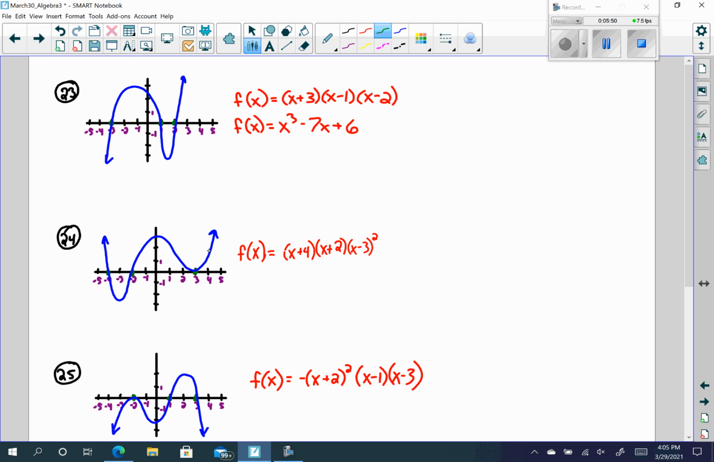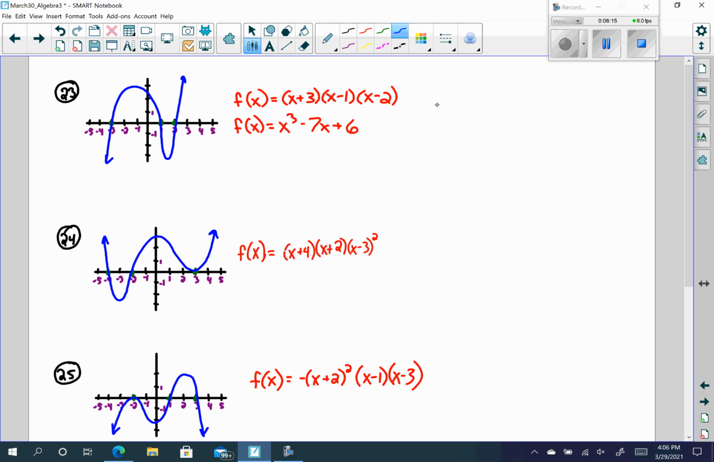And again, these are all possible directions. So if you didn't have exactly what I have for 23, you could also come down through the -3, go up through the 1, turn and come back down through the 2. Those are the only two possibilities. But again, if you take a look at the function, make sure you have f of x equals or y equals. If you don't have that, it's not technically a function. And then we just expanded this.